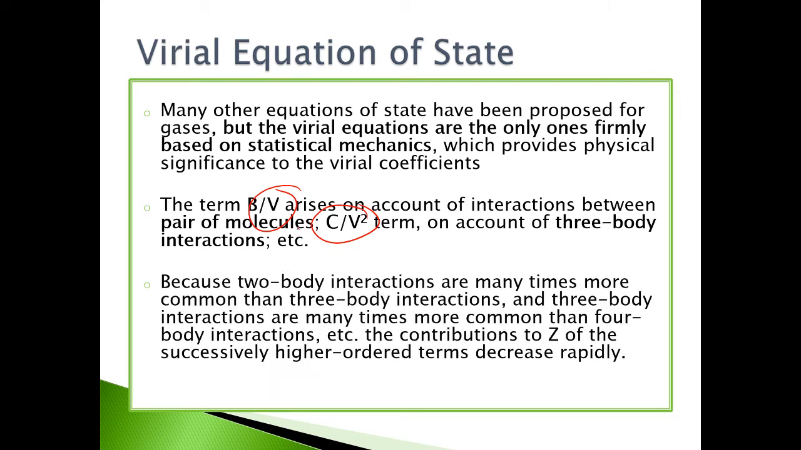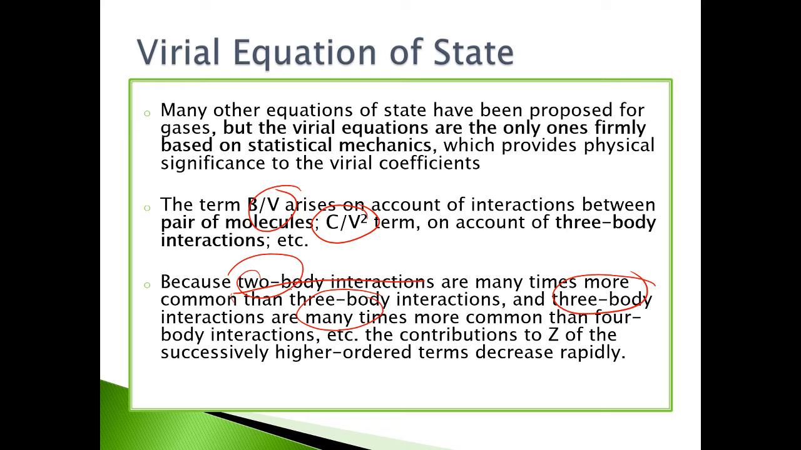Pero in terms of probability, di ba mas madami yung two-body interaction. Yung two-body interaction, mas marami siya than the three-body interaction. And yung three-body interaction, mas mataas yung probability niya than the four-body interaction and so forth. So, ulit, yung two-body interaction, mas mataas yung probability niya sa three-body. Yung three-body, mas mataas yung probability niya sa four-body, and so on.